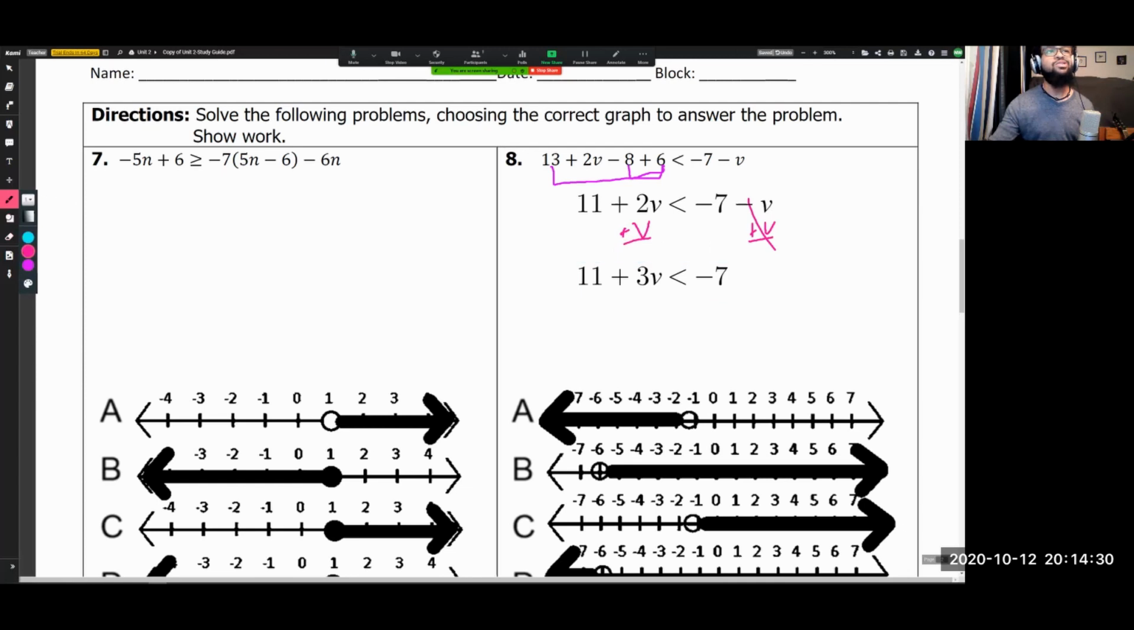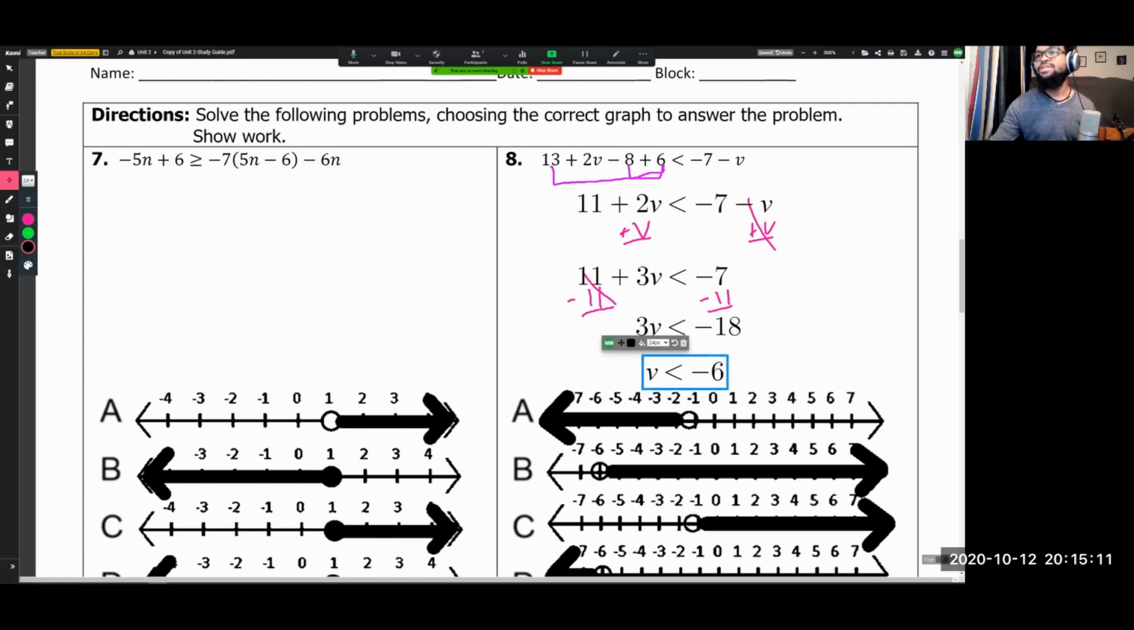Now I'm going to proceed like I normally would and subtract this 11 from both sides. Minus 11 on both sides. That goes to 0. And I have 3v is less than, and then negative 11 plus a negative 7 is going to give me a negative 18. And 3v divided by 3 is going to give me v. V is going to be less than -18 divided by 3, which is negative 6.